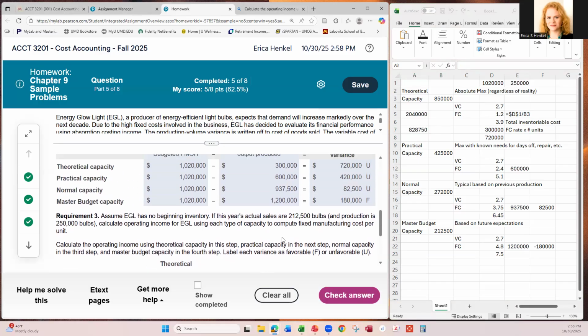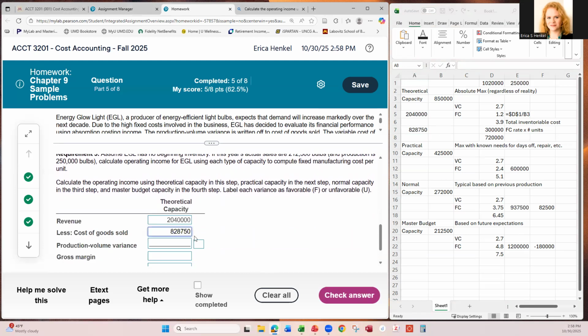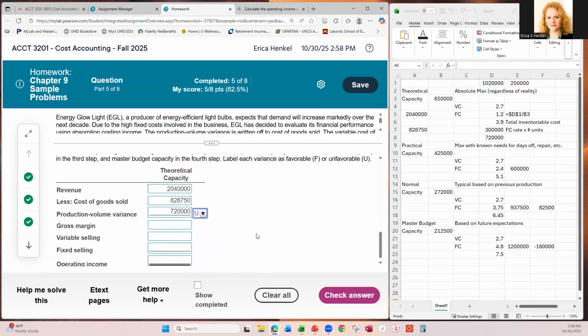So, and then the production volume variance, we already calculated. So it's 720,000, which is unfavorable. So we're going to treat it like it's an expense, right? So we're adding in that additional amount that did not get sent over to inventory. So looking at the math here, that's going to get us to 491,250.